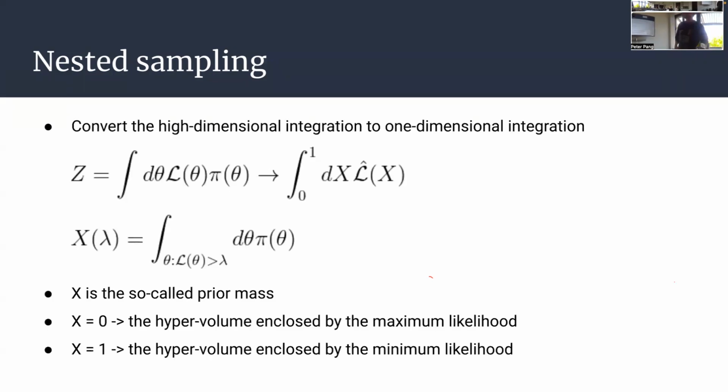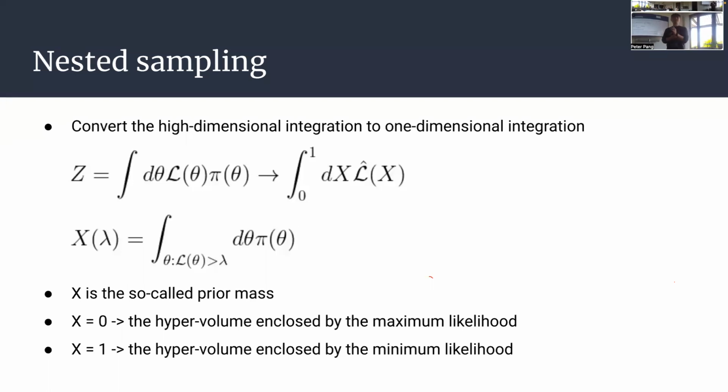So the way that nested sampling works is, rather than calculating this very high dimensional integral, how about we convert it into a 1-dimensional integral? So we don't integrate with respect to theta, we integrate with respect to X, where X is the prior mass. Basically, X of lambda calculates how much probability mass of the prior has a likelihood that is higher than lambda.